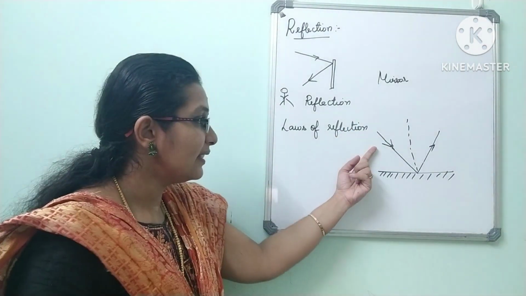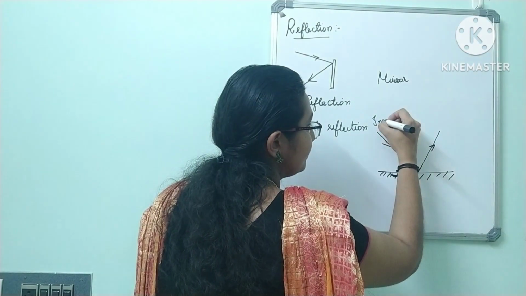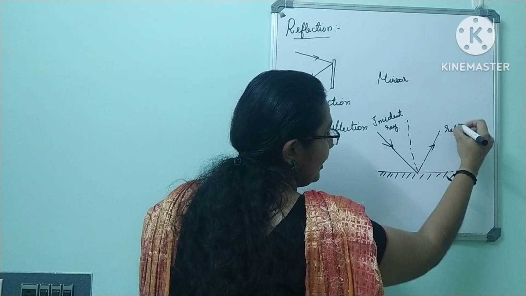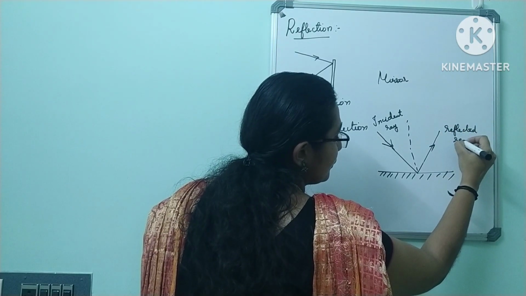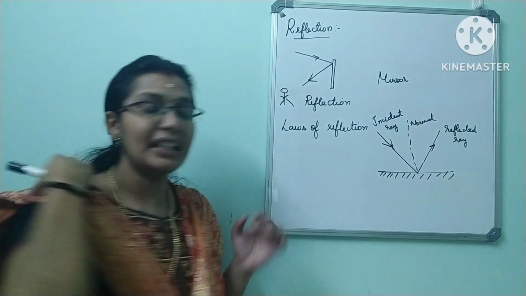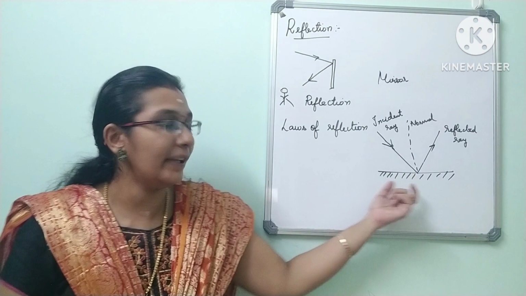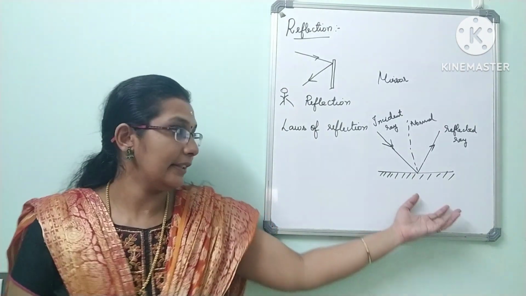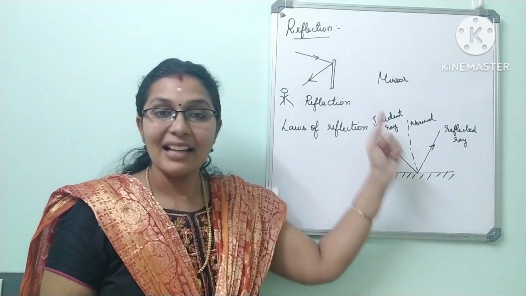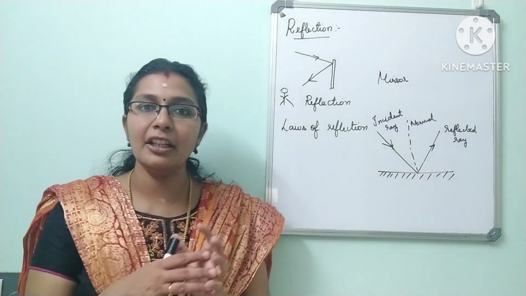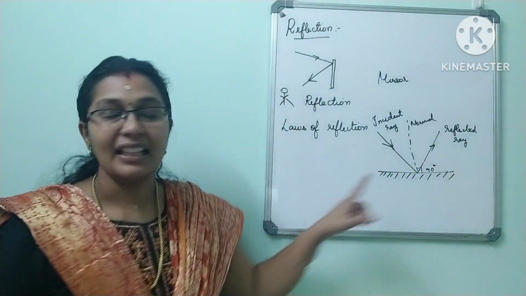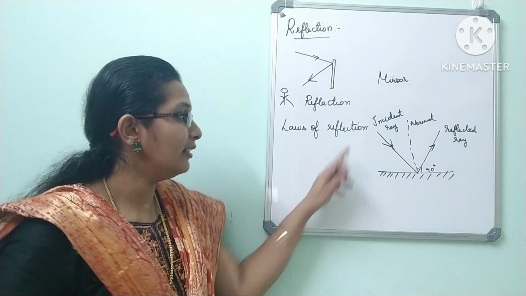Okay, so this is nothing but the incident ray. This is the reflected ray, and this is the normal. What is normal, you can ask me? Normal is nothing but a straight line drawn perpendicular to the reflecting surface. So the reflecting surface is this, and a straight line is drawn perpendicular. Perpendicular means it should be at 90 degrees with the reflecting surface. Correct? So it is nothing but the normal. Now clear with this diagram?